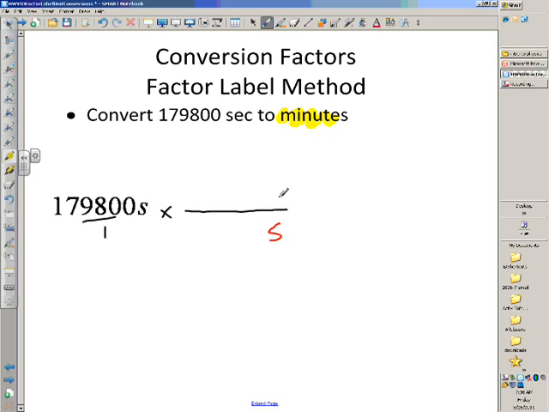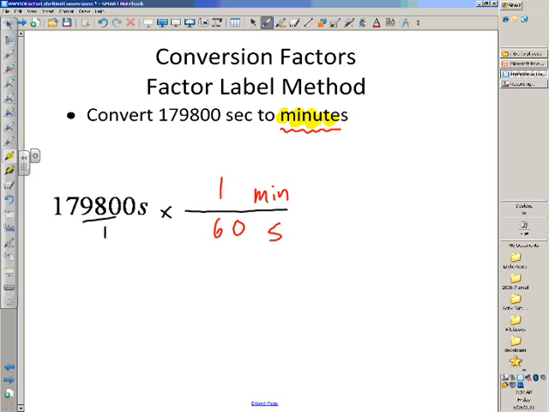On the top of this conversion factor, we want our desired unit. We've already established the fact that we want this answer to be in minutes. So we put minutes on the top here. Then it's a matter of filling in numbers to make sure that the top and the bottom are, in this case, an equivalent amount of time, right? You should know that 1 minute is equal to 60 seconds. That's the same amount of time.